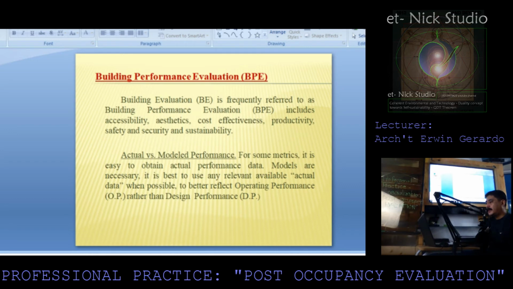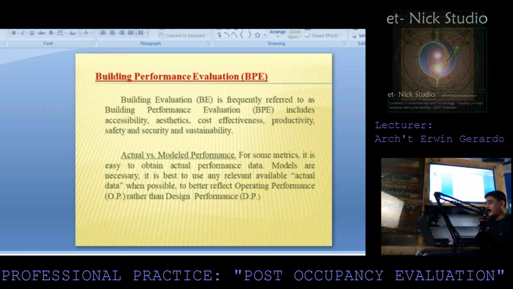Building performance evaluation is also defined as building evaluation. It is frequently referred to as building performance evaluation, or abbreviated as BPE. It includes accessibility, aesthetics, cost effectiveness, productivity, safety, and security. So in the long term, it is also considered to be sustainable.